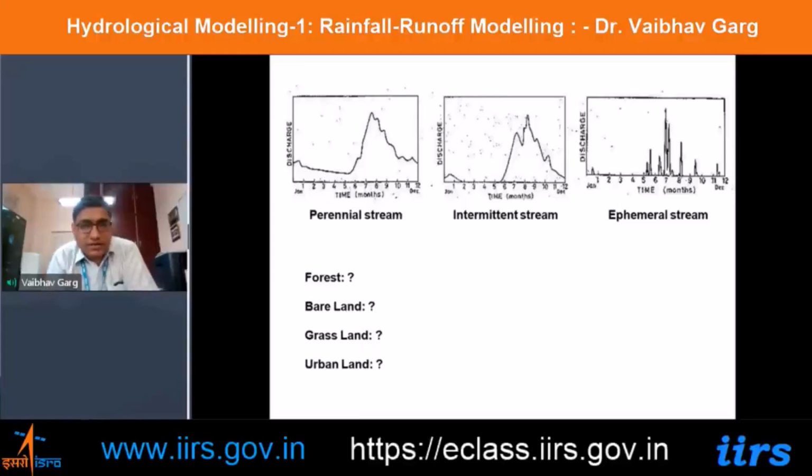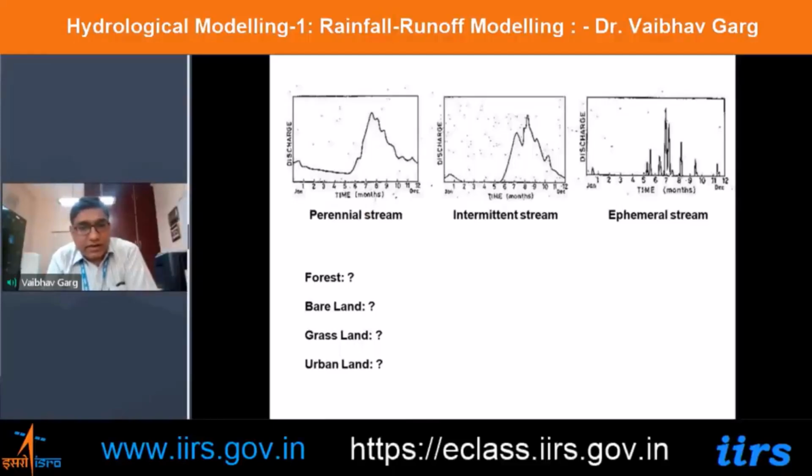So you can see here that in the perennial stream you will have the runoff throughout the year, whereas in intermittent you will have runoff only during the season, and whereas in ephemeral streams you will have runoff during the particular storm. So you can see here, if your stream is ephemeral stream, you cannot go for the continuous type of models. So again, we have to look at the characteristics of the stream as well to select the hydrological model.